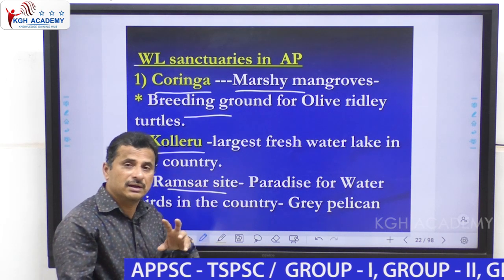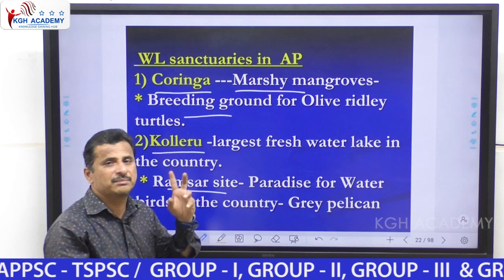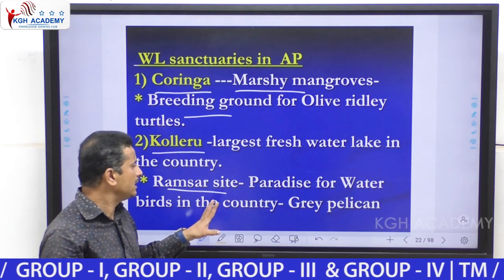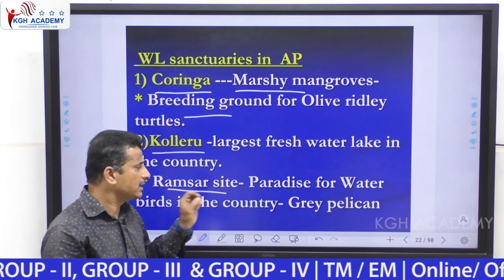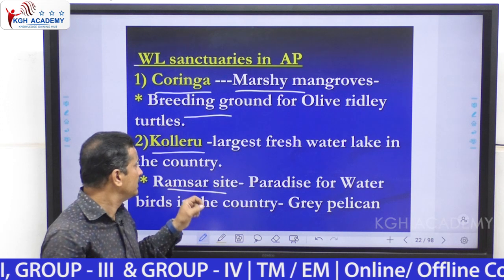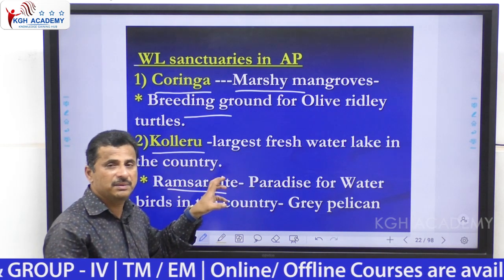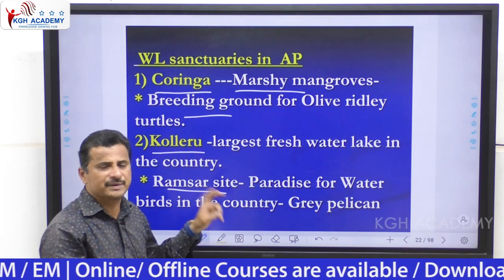So really different types of birds from different countries migrate to this Kolleru Lake. That's why this is called the paradise for water birds in our country. And here the grey pelican is a very famous bird in Kolleru. So like this, dear students, Andhra Pradesh, AP sites, wildlife sanctuaries, some areas contain specialties.